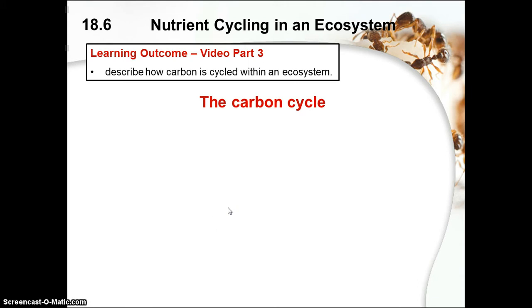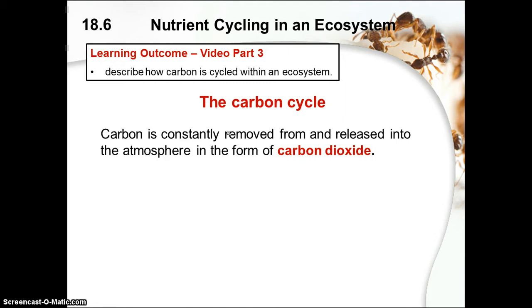Chapter 18 under video part 3. In this part of the video, we will learn how carbon is cycled within an ecosystem, or what we call the carbon cycle. Carbon is a very important element in the food chain, as it's part of the elements in the food and also in the environment in terms of carbon dioxide.